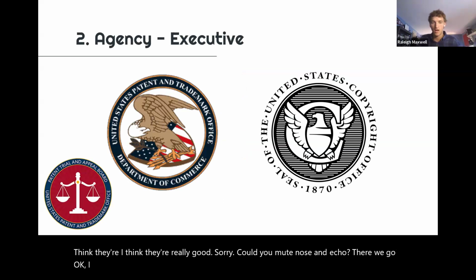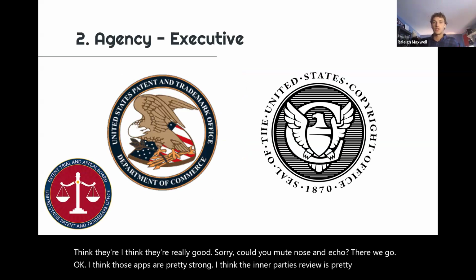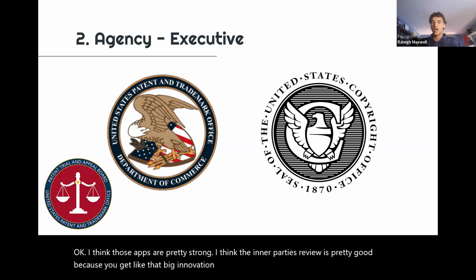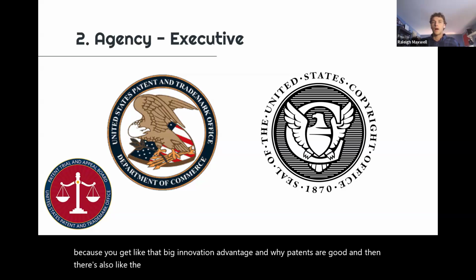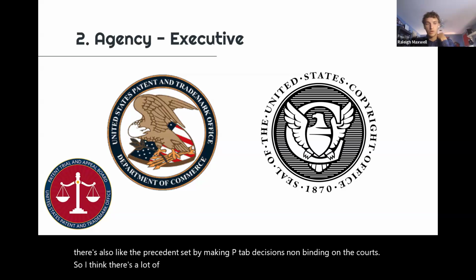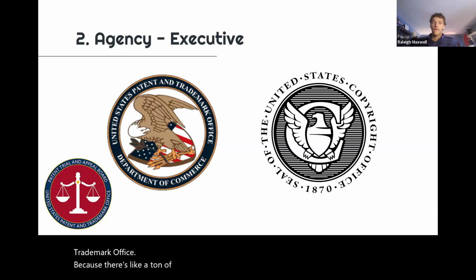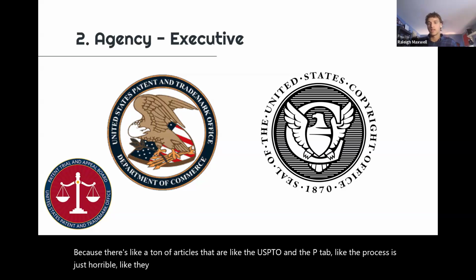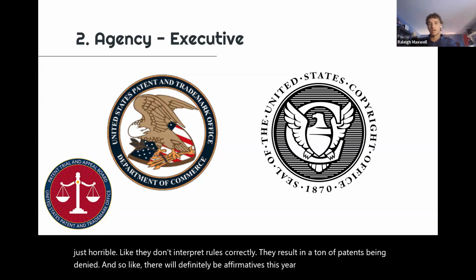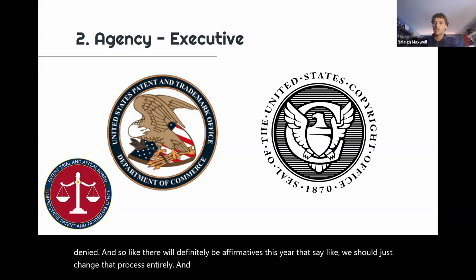Yeah, I think those affirmatives are pretty strong. I think inter partes review is pretty good because you get that big innovation advantage and why patents are good. And then there's also the precedent set by making PTAB decisions non-binding on the courts. So I think there's a lot of affirmative innovation opportunity with the PTAB and the US Patent and Trademark Office, because there's a ton of articles saying the USPTO and PTAB process is just horrible. They don't interpret rules correctly, and they result in a ton of patents being denied. So there will definitely be affirmatives this year that say we should change that process entirely and then have a big advantage to why patents are good.